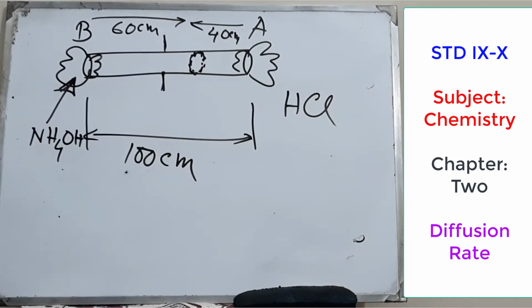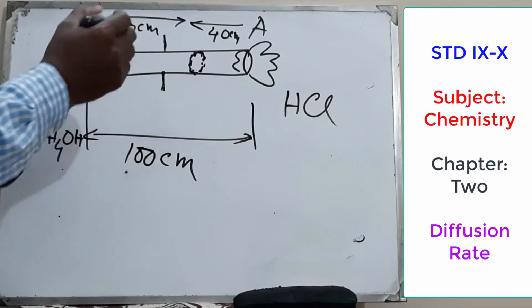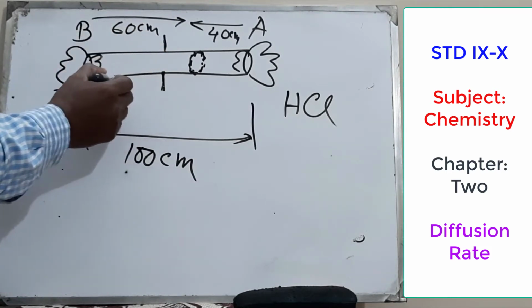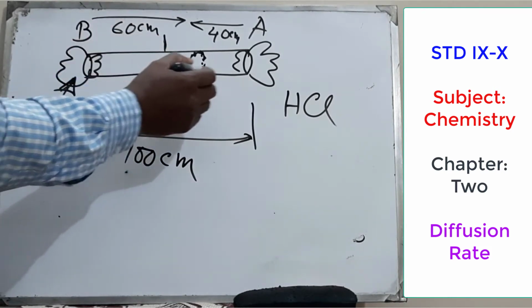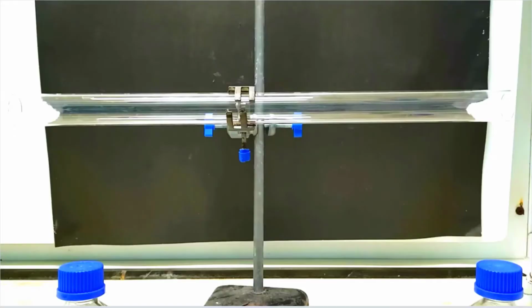So why will the smoke not be formed at the midpoint? Why will it not be formed at this side? Why will it be formed near hydrochloric acid? This is the question. Now let's see the experiment.